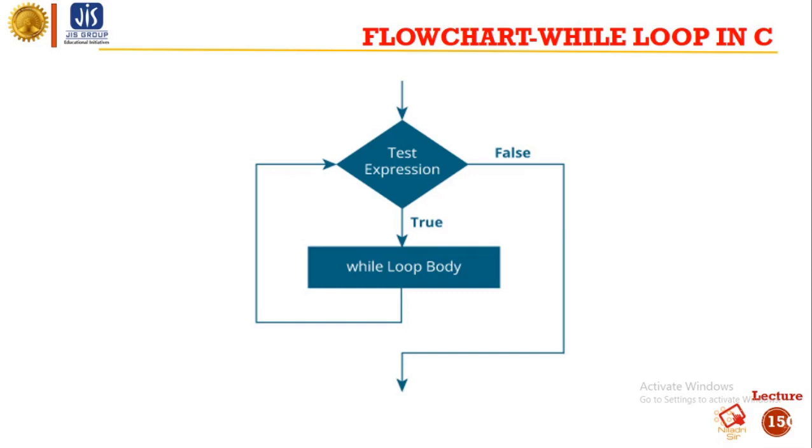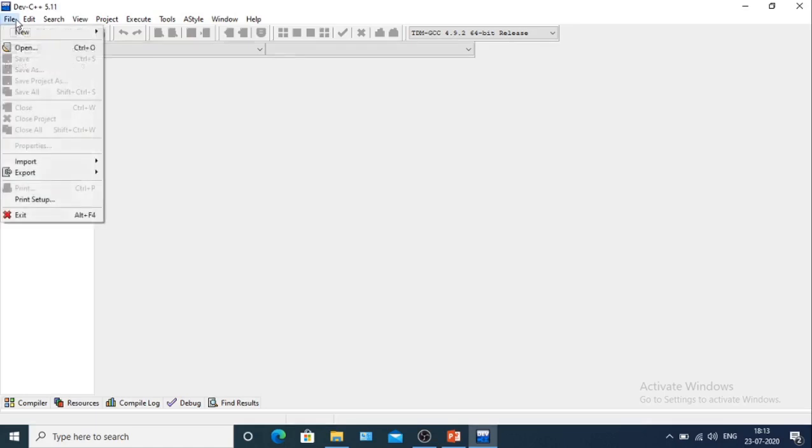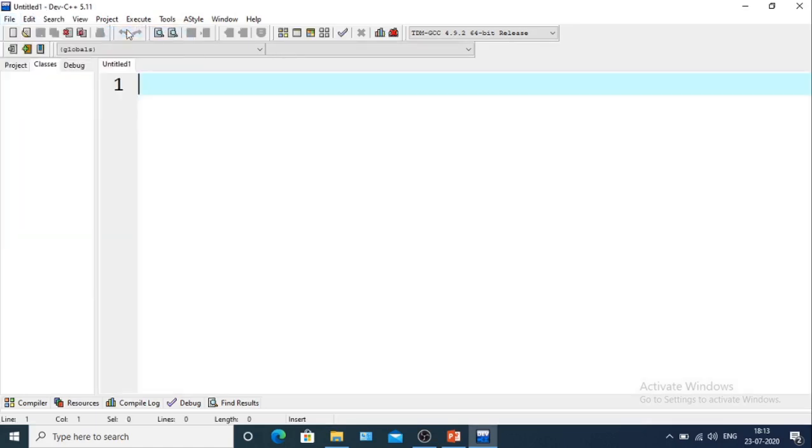So let's now do a C program that will print the first n numbers using a while loop. So let's do the program. This is our C editor. I will go to the File section and New, source file.